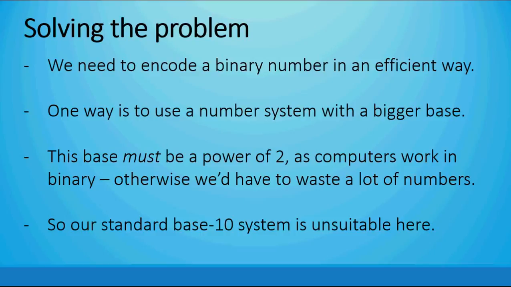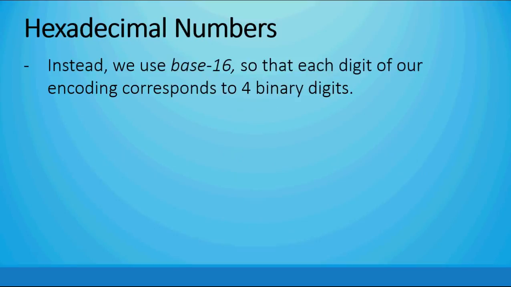So instead, we need a base that's a power of 2, to encode binary numbers and binary addresses efficiently. So that, ladies and gentlemen, is where hexadecimal comes in. Hexadecimal numbers are base 16. You can check that's a power of 2, and so you can see that each digit of a hexadecimal encoding will be 4 binary digits, because one hexadecimal digit will be any one of 16 choices. 16 is a power of 2.